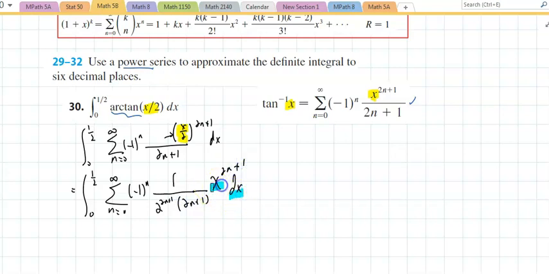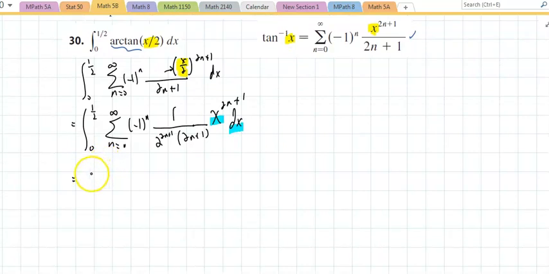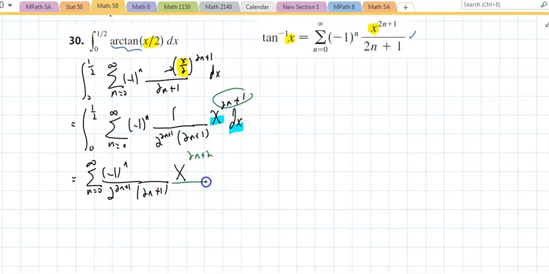The only variable here is x. Everything else is considered to be a constant or treated like a constant. So, if I go ahead and integrate, I would figure out that this is actually the series n equals 0 to infinity, negative 1 to the n over 2 to the 2n plus 1 times 2n plus 1. Those are constants. Times x, I'm going to add 1 to the power. That will be 2n plus 2. Divide by that.